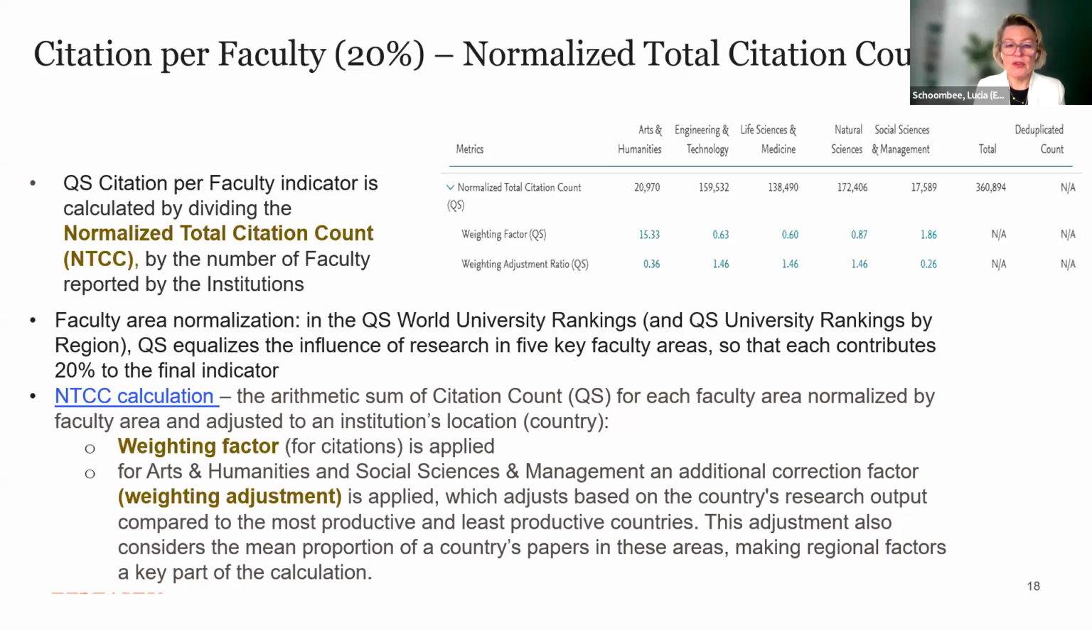This adjustment also considers the mean proportion of a country's papers in these areas. So the regional factors also play a part in the overall calculation. So if an institution within Thailand, for example, will also be measured against the total output in social sciences and arts and humanities for the country, that will be taken into account, basically what this means, right?